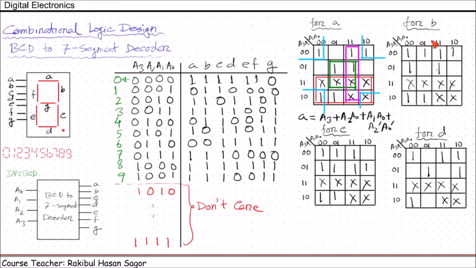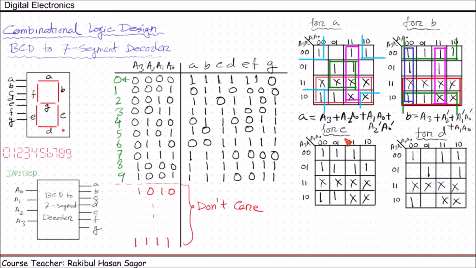Next, let's simplify function B. We can take this box. For this, we can take 8 adjacent cells. For this one, we can take 4. And for this remaining one, we can take this 4. So function B can be written as B equals A3, plus A2 prime, plus A1 prime A0 prime, plus A1.